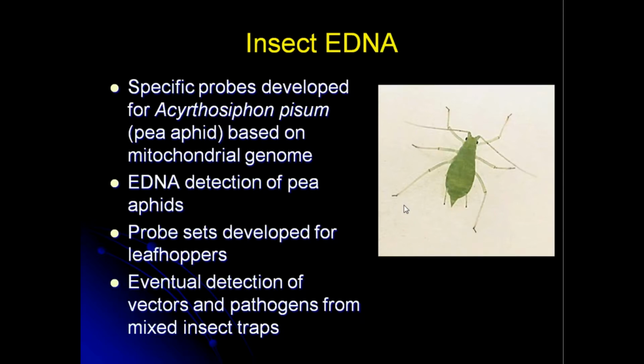Eventually, the goal here is to be able to take an insect trap from any location. Instead of having to key out morphologically all the insects within the trap, you could simply grind them all up, extract nucleic acids, and use eDNA to detect both the vectors and potentially the pathogens from mixed traps. And this actually, to me, has more immediate use than perhaps using this as a true diagnostic immediately.